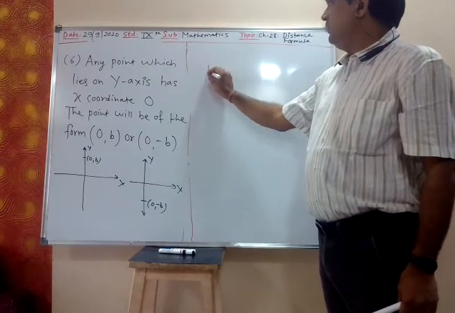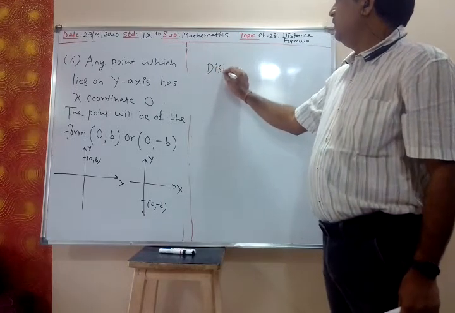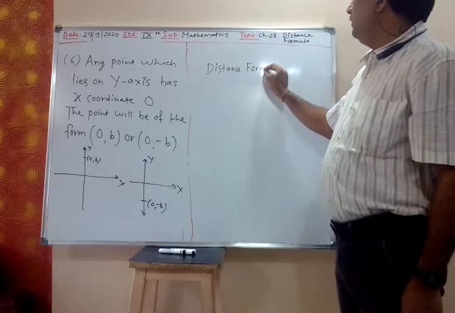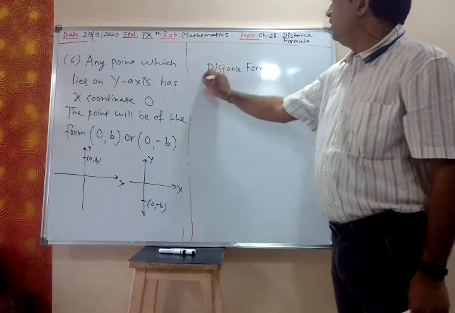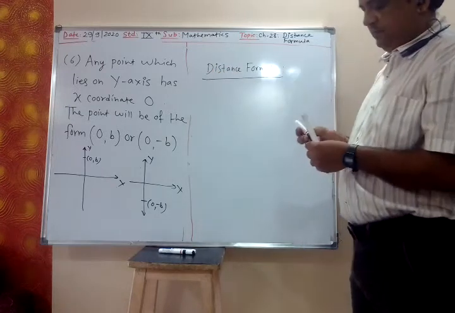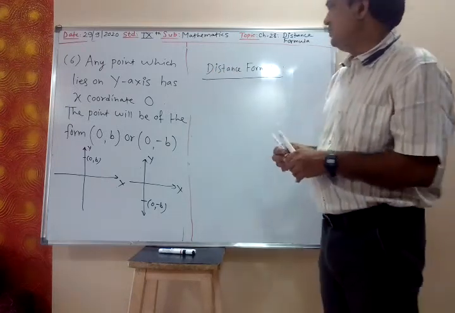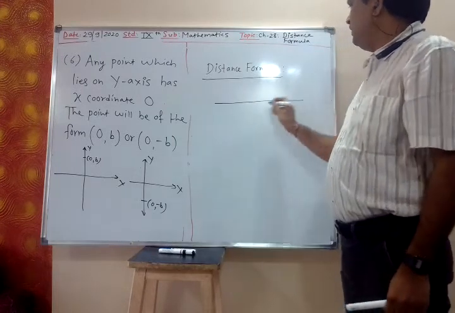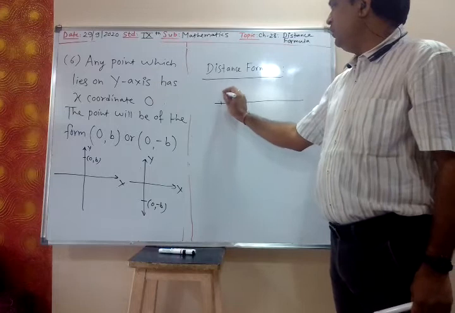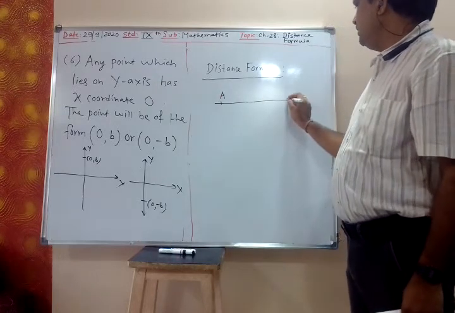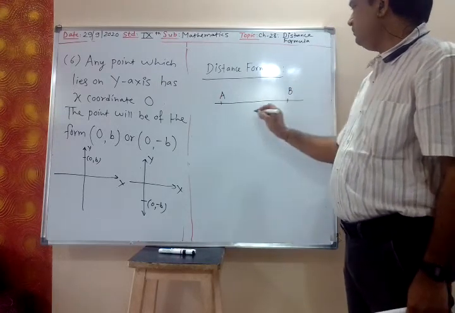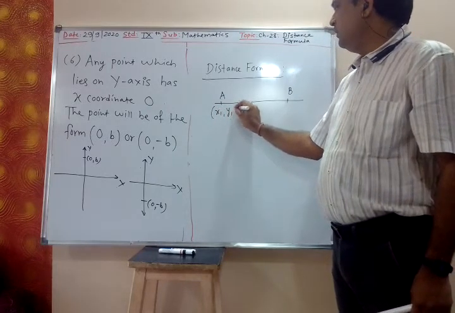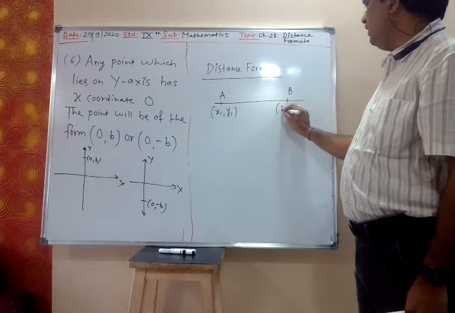Now let us see the distance formula. The proof is not there, only the formula is there in your course. So let us take 2 points. One point is A, the other point is B. A has coordinates x1 comma y1 and B has coordinates x2 comma y2.